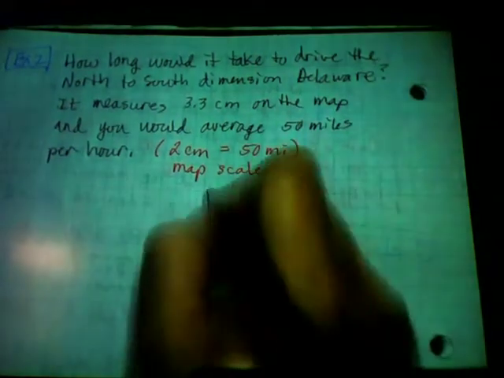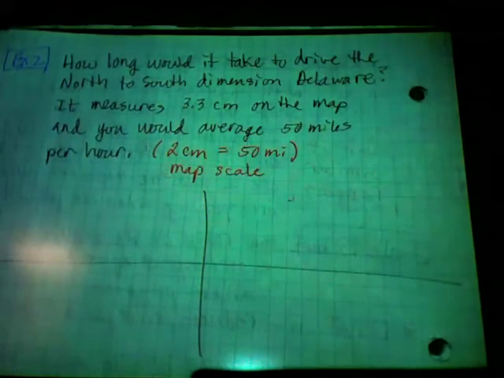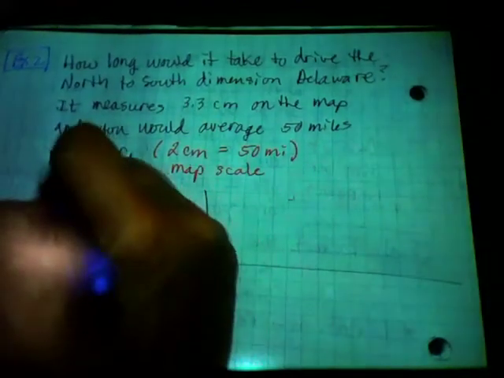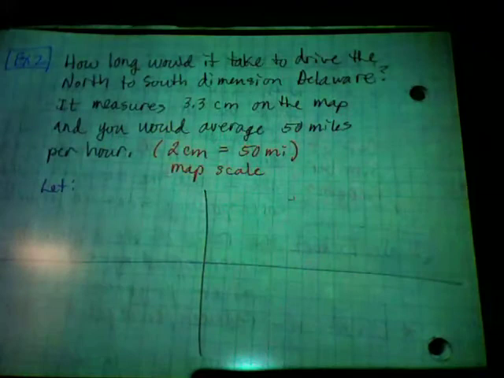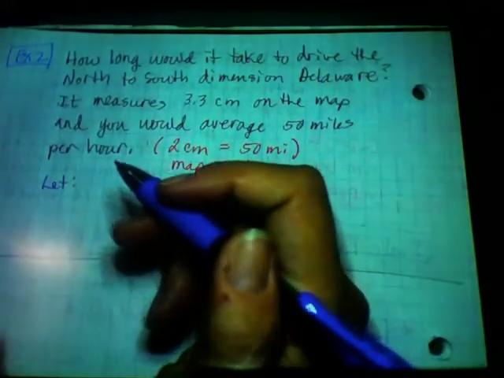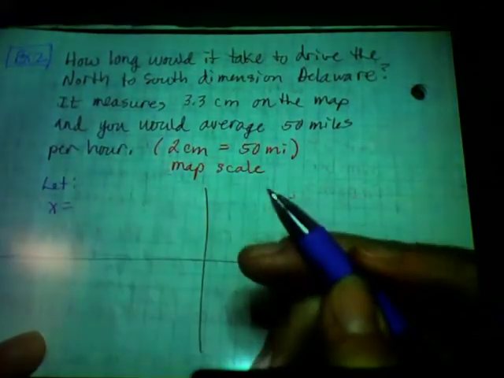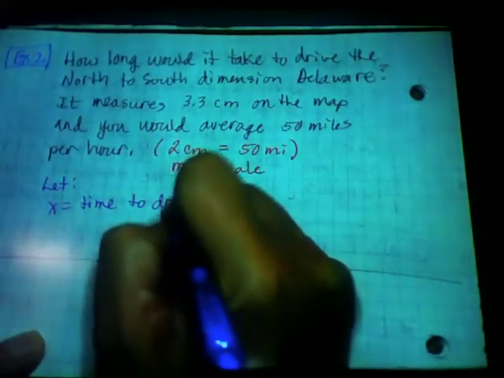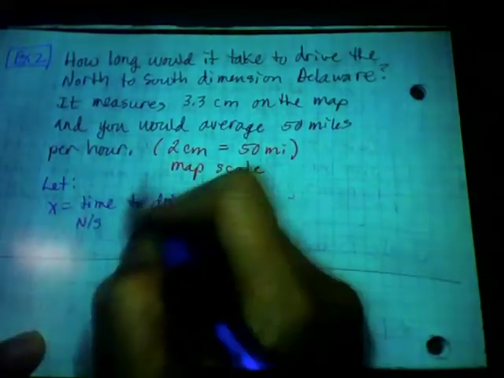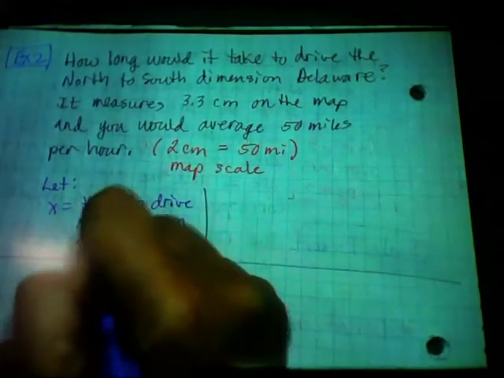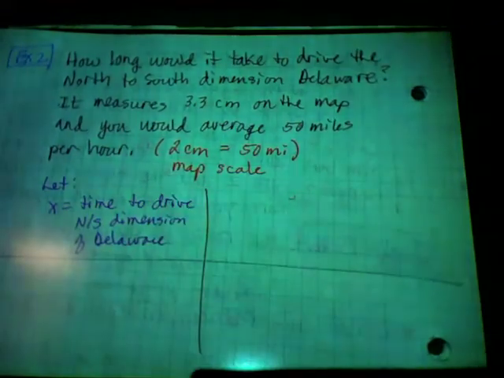Alright, so this is a word problem. Please, in your word problems tonight, set up your 4-step plan. Don't forget. What is it that we don't know? Yeah, so we're going to let, and you can let it be x or t, whatever you want it to be. So I'm going to let x equal the time to drive north-south dimension of Delaware. That's what we're trying to find.